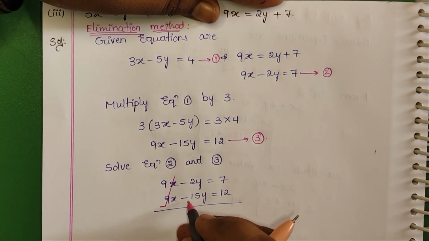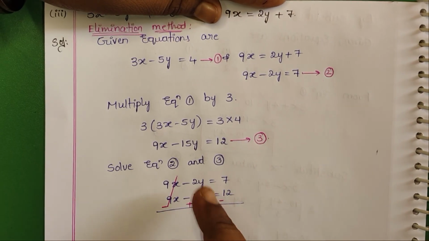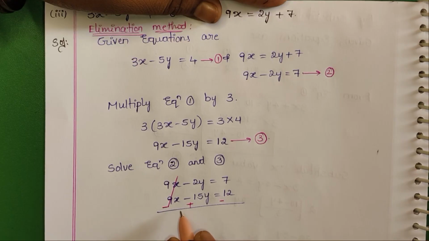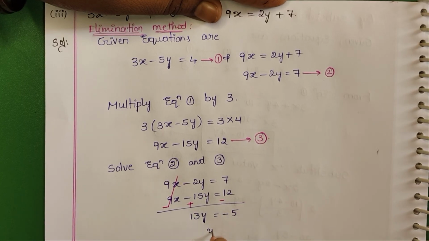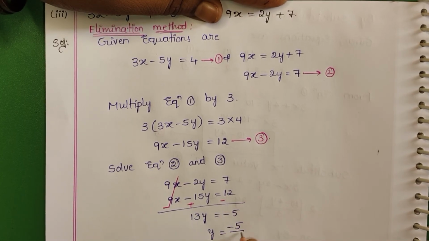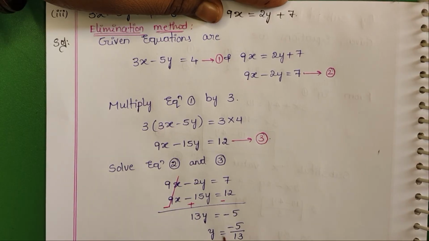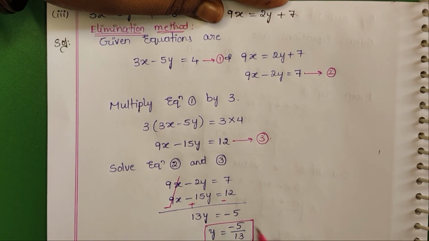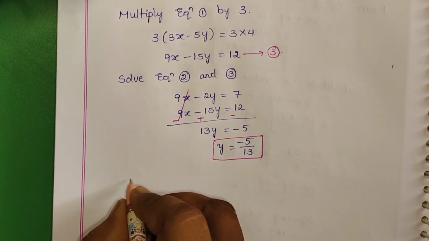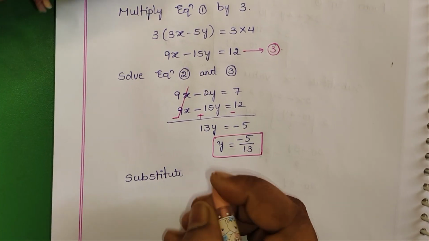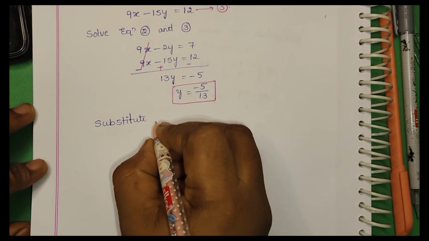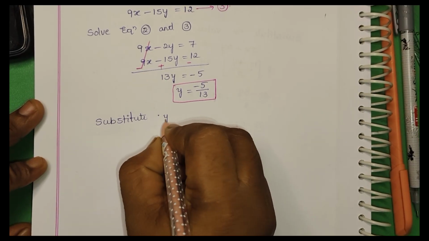Now compare the coefficients of equation 1 and equation 2. If we multiply equation 1 by 3, then the coefficients of x in equation 1 and equation 2 become the same. So we have to eliminate the x term. First of all, multiply equation 1 by 3 on both sides: 3 into (3x minus 5y) equals 3 into 4. So the equation becomes 9x minus 15y equals 12.